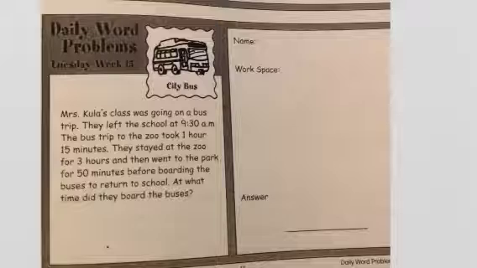So I've got a lot of time increments here. I've got the time they left school and then some little activities they did throughout the day. And when they say board the buses, I assume they mean to go back to school. So I need a strategy here for time.